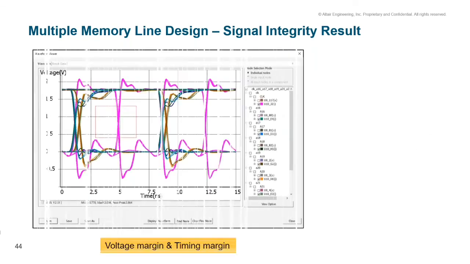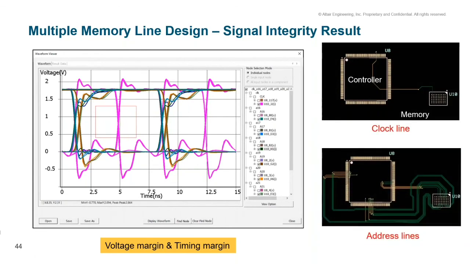And looking at the result, we see the clock signal is in pink, and the rest are the address signals. It has to be noted that all the signals are viewed on the receiver side, and due to stray capacitance along the trace, we see voltage margin amongst the signals.